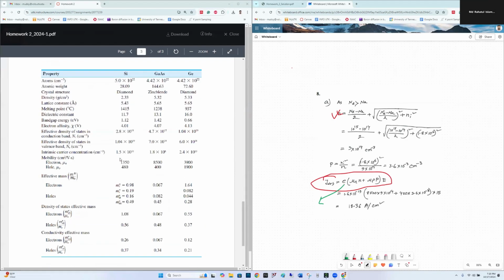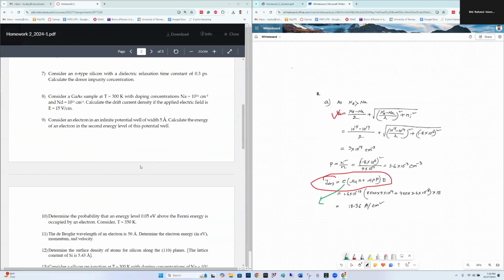So jump to the table. Here is the gallium arsenide. Find the mobility. Here are the electron mobility and hole mobility for gallium arsenide. So electron mobility is 8,500 and hole mobility is 400. So we already know the mu n and mu p from the table.